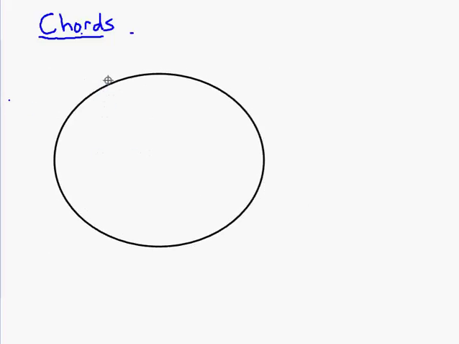Alright, so let's say I have a chord right here, and let's say this is a radius. What appears to be true right here? Well, it's not true right here, the thing that I'm going for. But if I draw this one, what appears to be true about that chord and radius? Perpendicular. They're perpendicular. Okay, so that is going to be one of our theorems.